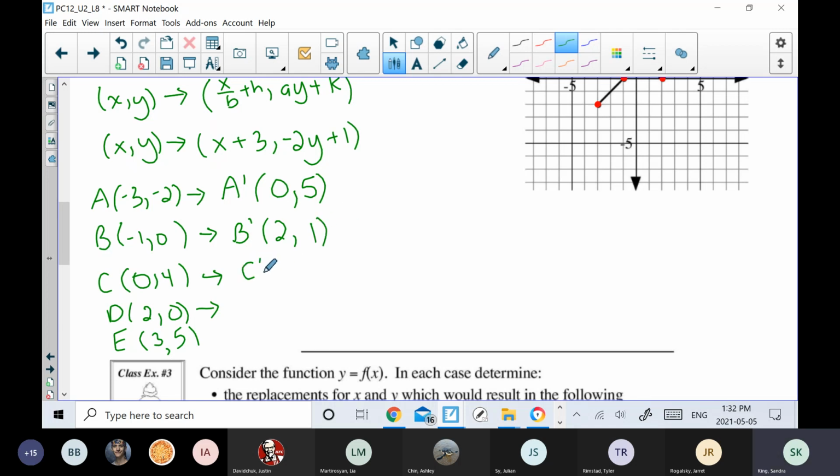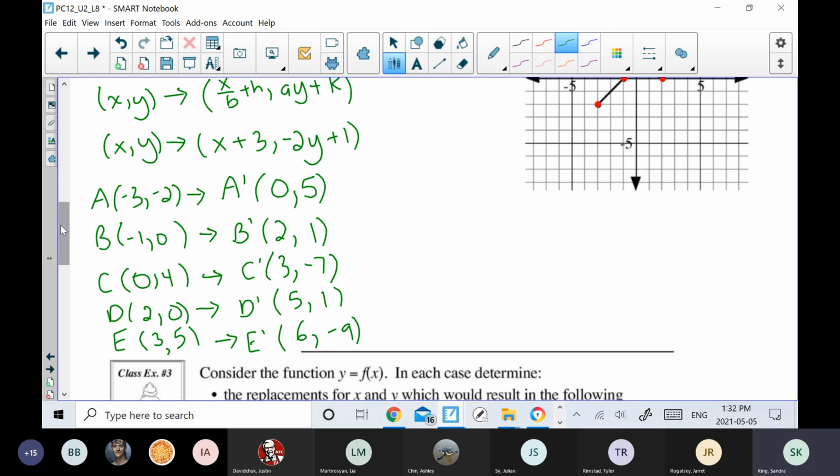C prime, 3, comma, so 4 times -2 is -8. -8 plus 1 is -7. D prime would be 5 and 1. And E prime would be 3 plus 3 is 6. -10 plus 1 is -9.